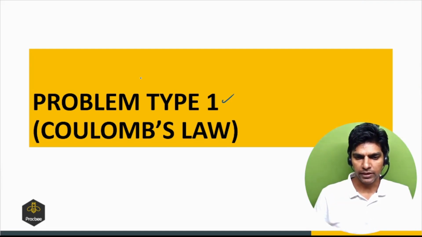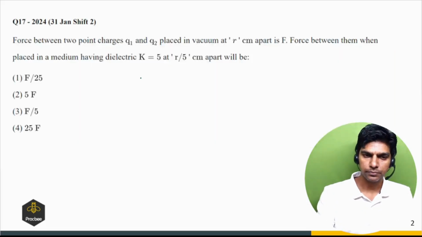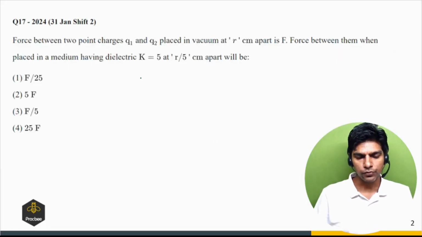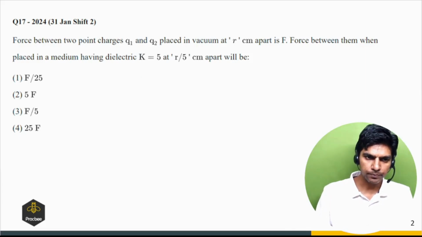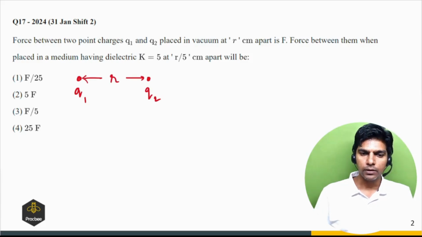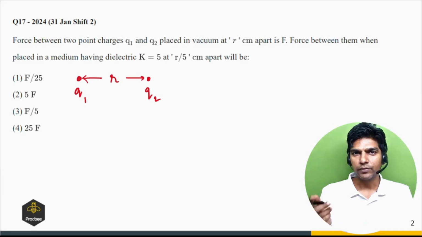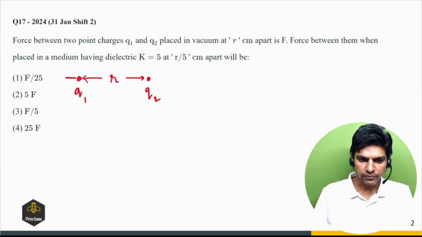So the very first problem type is Coulomb's law based on the formula. So let us see a question. The force between 2 point charges Q1 and Q2 placed in vacuum at r centimeter apart is F. So we have given 2 charges Q1 and Q2 and the distance between them is r. And they are exerting force on one another, and we know that in Coulomb's formula the force is always along the line joining the centers of the 2 charges. So the force on the left charge will be in the left direction and the force on the right charge will be in the right direction.